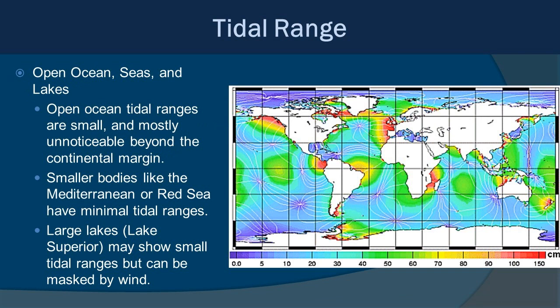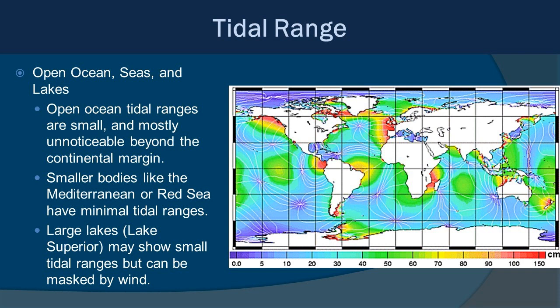Now, if you look at tidal range globally, you'll notice the areas in red and yellow tend to have the largest tidal ranges. And then if you notice, the open ocean tends to have a lot of the blues, purples, and light greens. That's simply because open oceans tend to have very little tidal range.